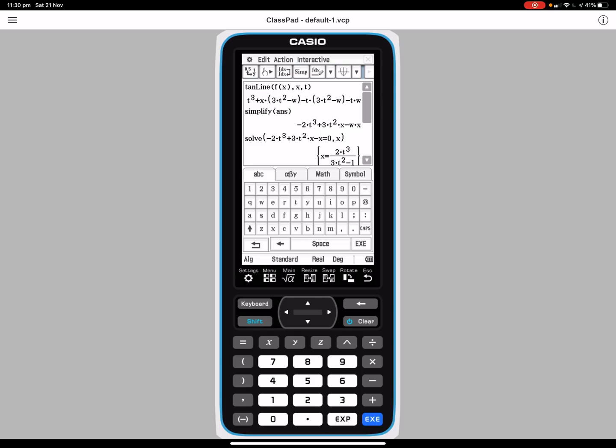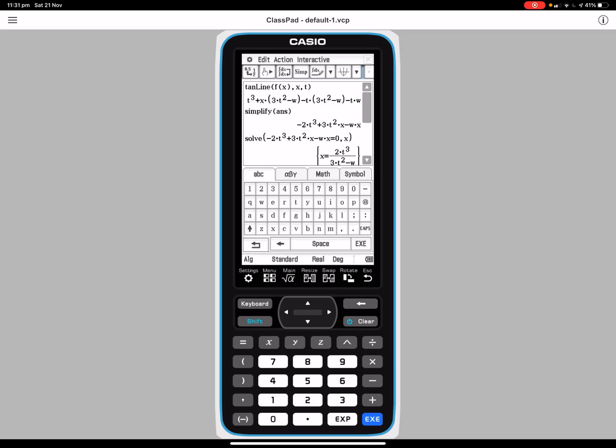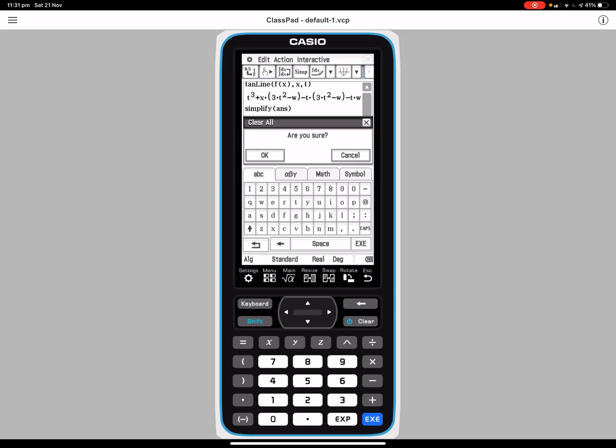So we get this, then we want to solve this, and then we want to solve that. Where do we get w's? Is that right? I think I should just start again. So x cubed minus, is it minus or plus wx?